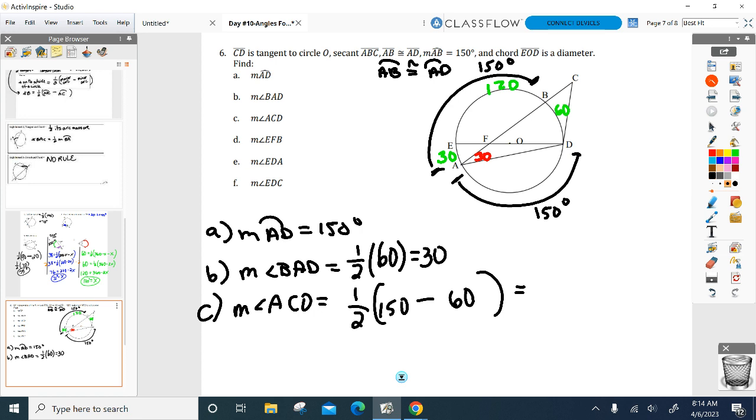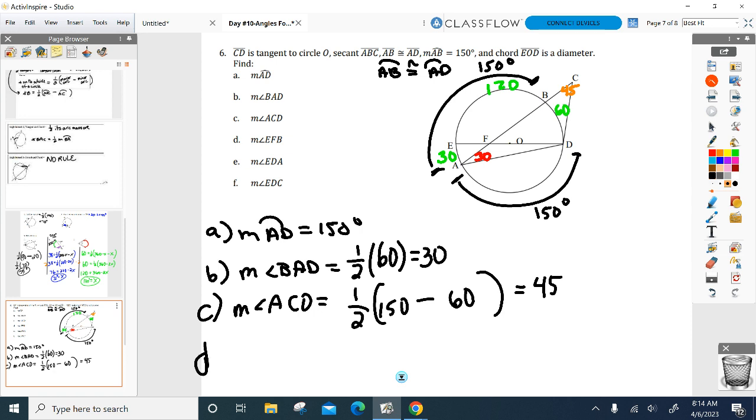It's 45. 45 degrees. Right? That's 90. Mm-hmm. Yep. Label it. You never know. You might need it down the road. 45. Good work. Good work.